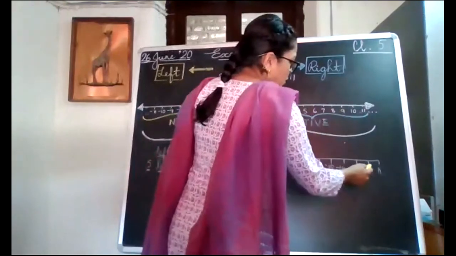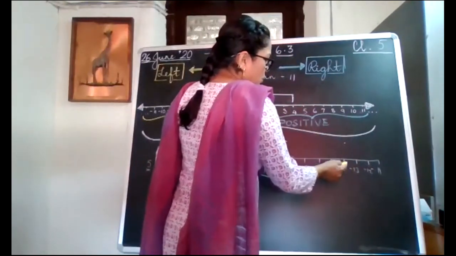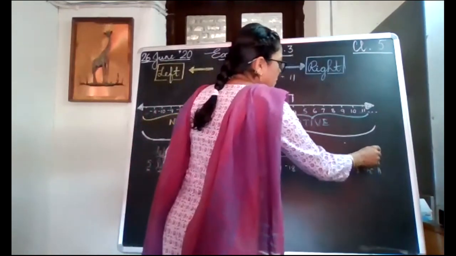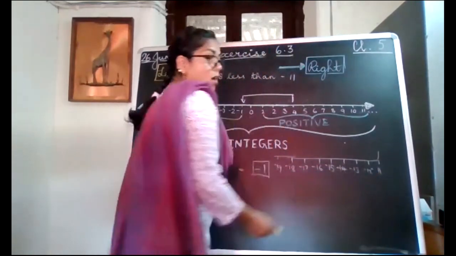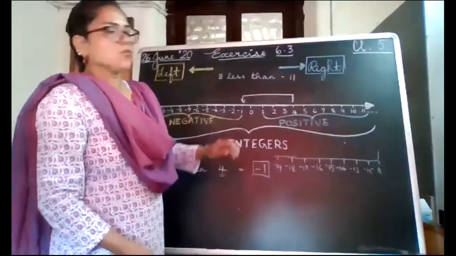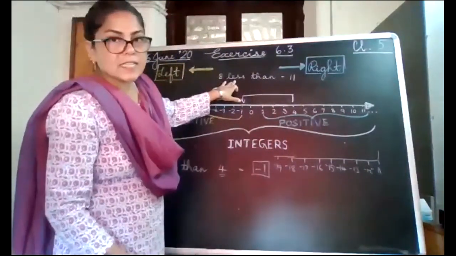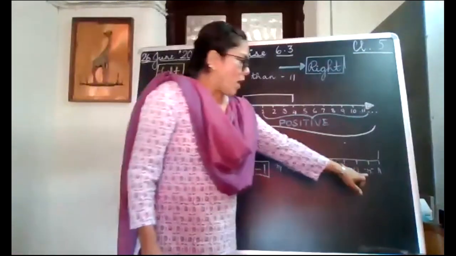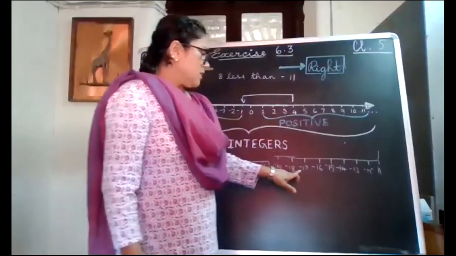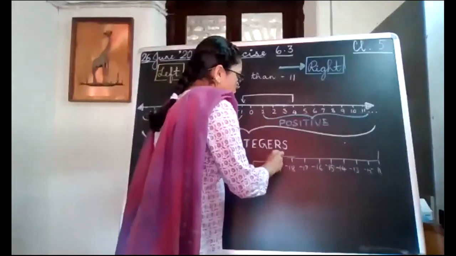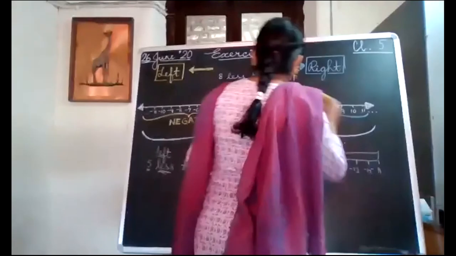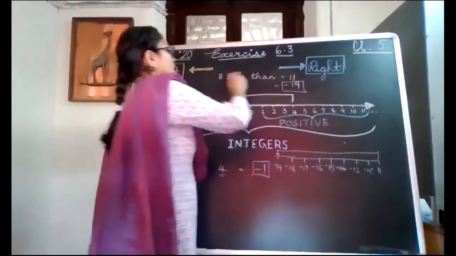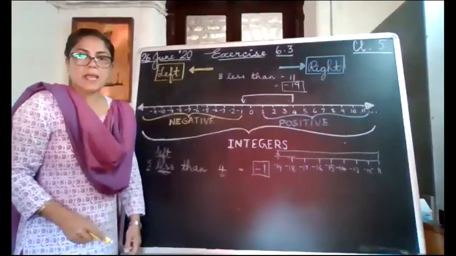So let me check. Do I have 8 numbers? 1, 2, 3, 4, 5, 6, 7, 8. Oh, it's exact. So I start from -11 and I count 8 places to the left, because again it is less. So less means left. And 8 places. So 1, 2, 3, 4, 5, 6, 7, 8. So where will you reach? -19. So here your answer will be -19. So 8 less than -11 is -19.